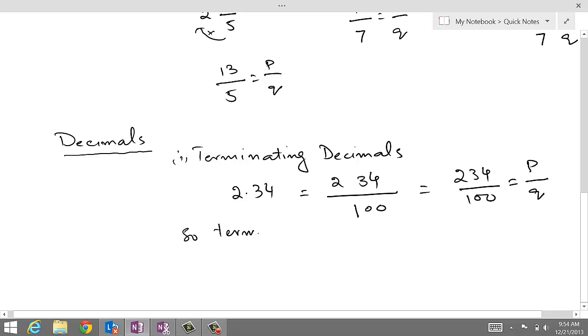Terminating decimals are all rational numbers.